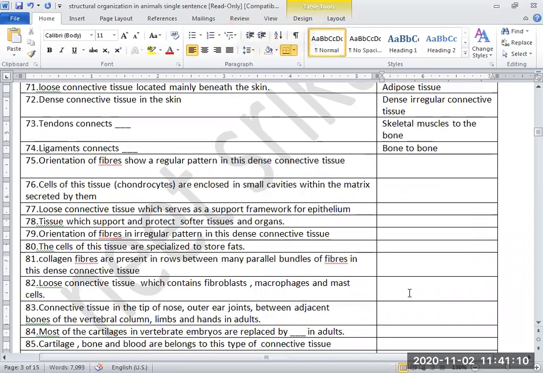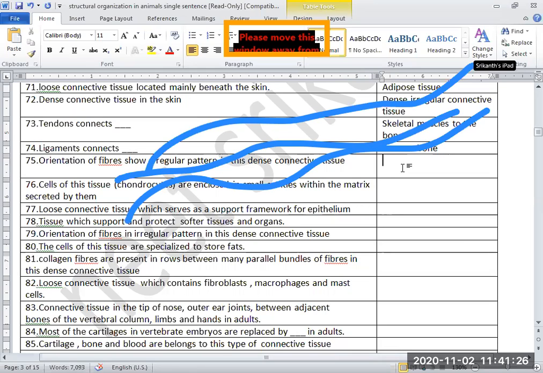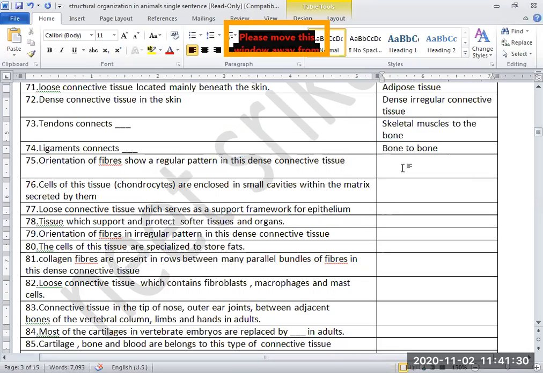Next, question number 75. The orientation of the fibers shows a regular pattern in this type of connective tissue. That means fibers are arranged in a regular pattern. We have two options: dense regular and dense irregular. Dense regular, arranged in a regular pattern.